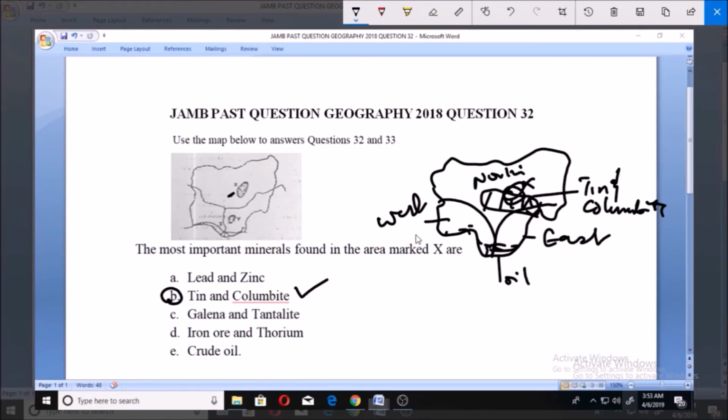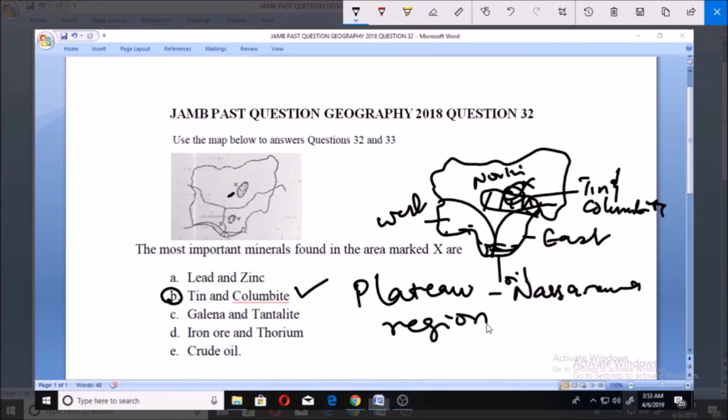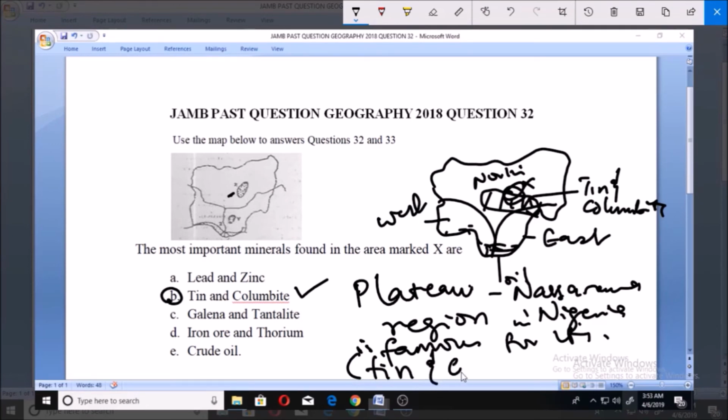And this area is the area known as the Plateau-Nasarawa region. So these are the states around this area. The Plateau-Nasarawa region in Nigeria, as we all know, is famous for its production of the mineral tin and columbite. So it's famous for the mineral tin and columbite.